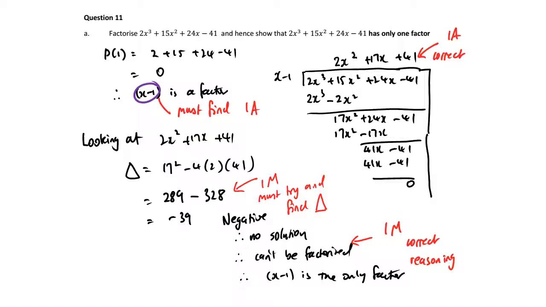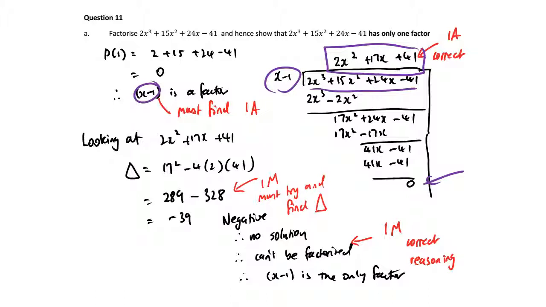Brilliant. So now we do our polynomial division, x minus 1 into the expression there, 2x cubed plus 15x squared plus 24x minus 41. And when we go through everything, remember, a good sign is if we've got a remainder of 0. And there is a remainder of 0. So what that means is the other part of the expression is 2x squared plus 17x plus 41.